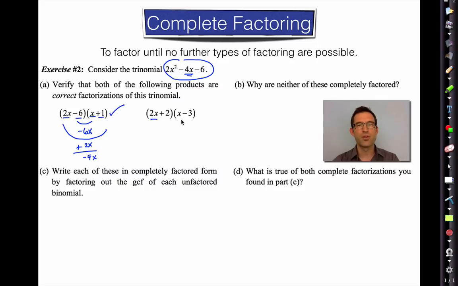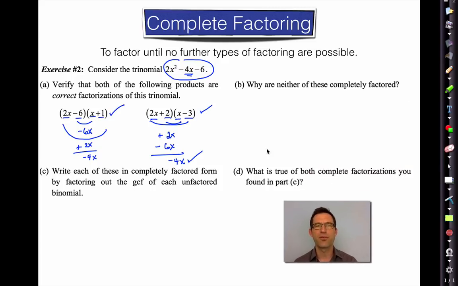Let's check this one. 2x times x is 2x squared. 2 times negative 3 is negative 6. Here I'd get a positive 2x. Here I'd get a negative 6x. And when I sum those, I'll get negative 4x. Correct. So there are 2 correct answers. But letter B asks the most important question, which is why are neither of these completely factored? Pause the video now and think about that for a moment.